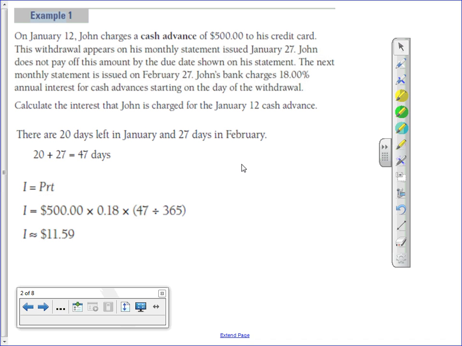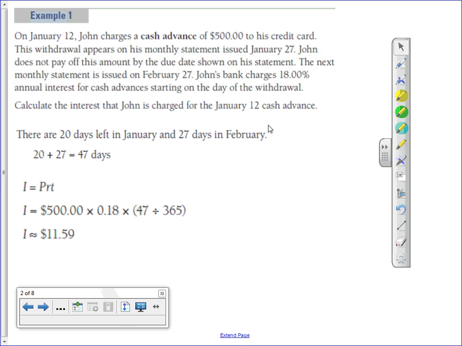John gets a cash advance of $500 and he charges on his credit card, and this appears on his statement as of January 27th, but he doesn't pay off the amount. So credit card, you get credit, you're supposed to pay it off. He doesn't. And the next statement's issued on February 27th, and the company charges an 18% interest rate for overdue balance on the credit card. In this case, that $500.